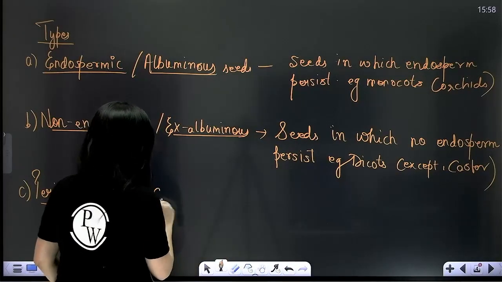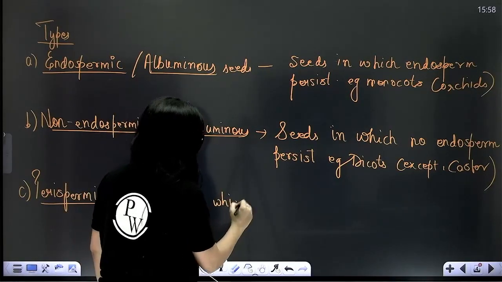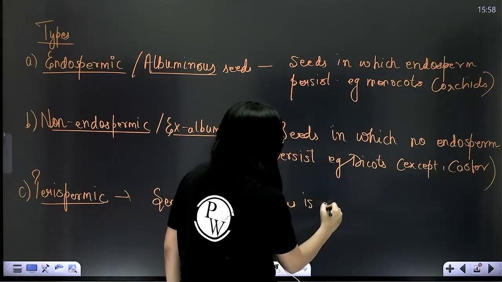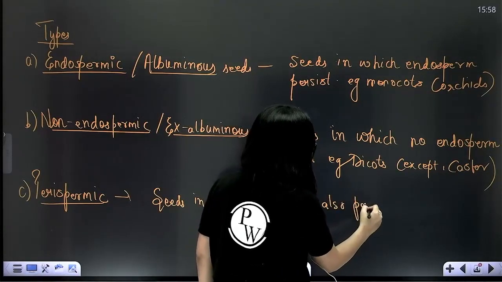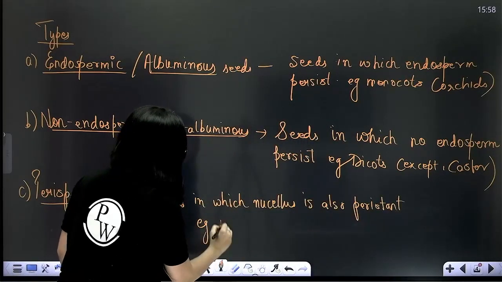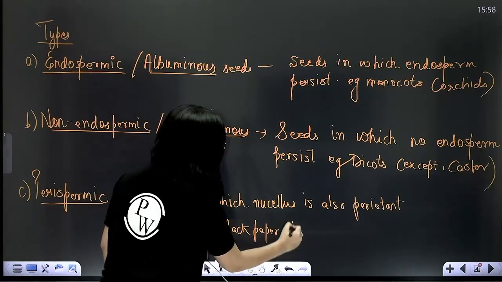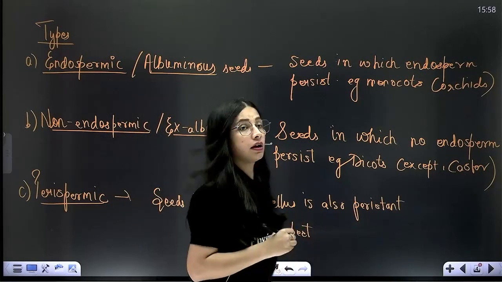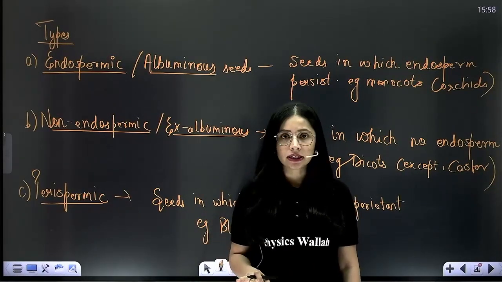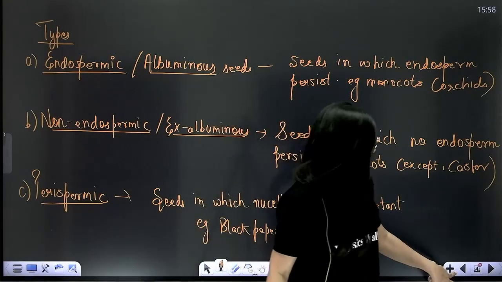seeds. So seeds in which nucellus is also persistent. Like for example, in black pepper, that is Piper, beet, etc. Such seeds are perispermic seeds. Understood till here? Yes or no? Okay.